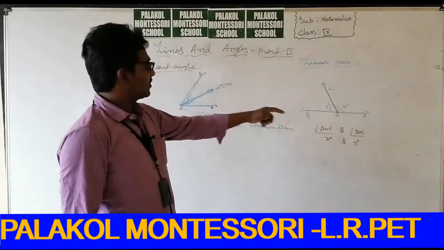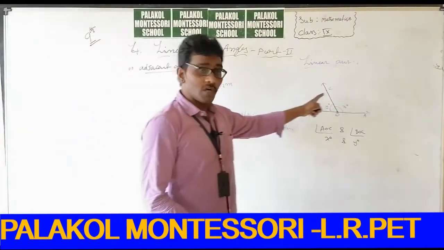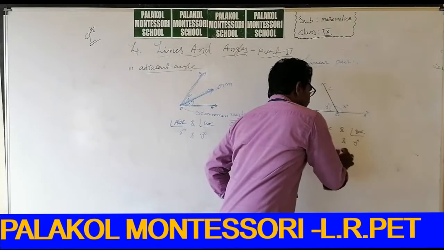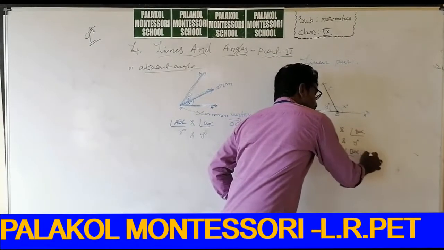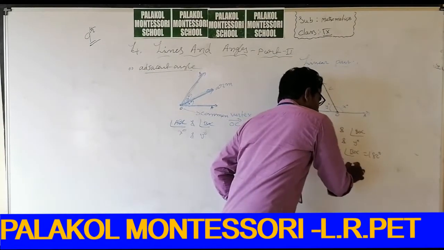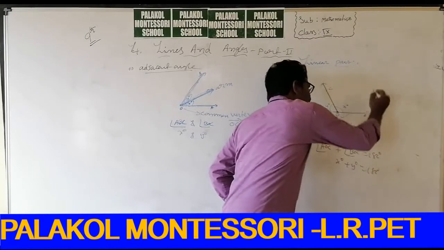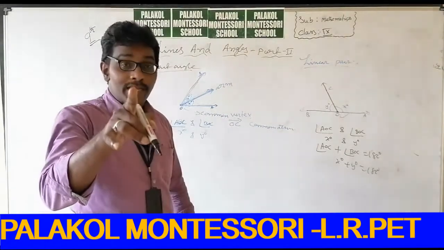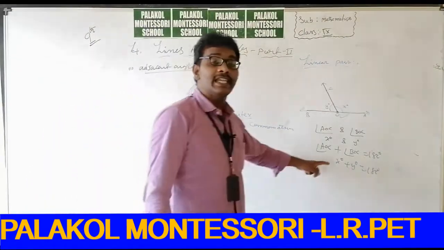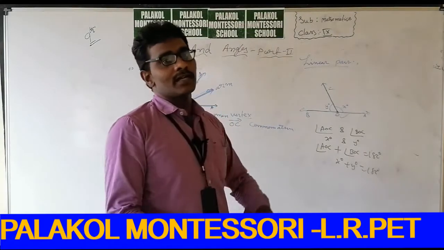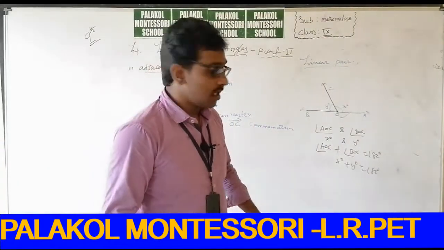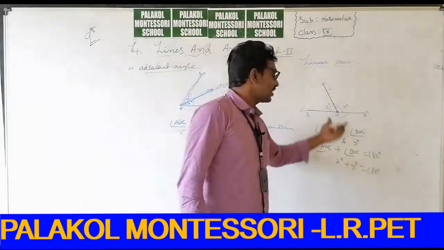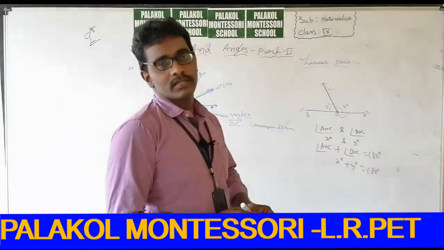These angles, we have already completed, are adjacent angles, no problem. But the sum of the two angles, angle AOC plus angle BOC, is equal to 180 degrees. That means x degrees plus y degrees is equal to 180 degrees. Definitely it is called a linear pair. So supplementary angles always form a linear pair, but not all linear pairs are supplementary. Is it clear? When x plus y is 180 degrees, those angles are called supplementary angles.